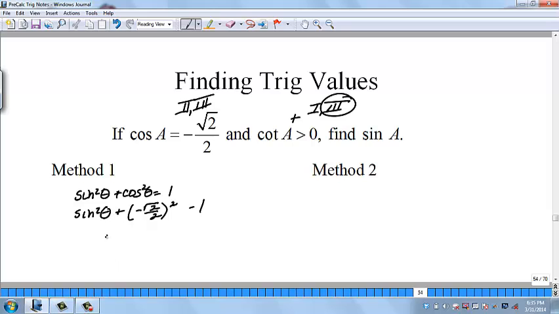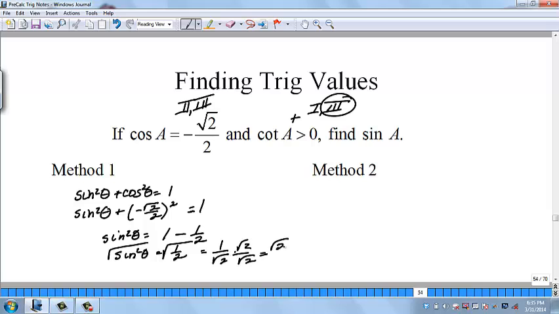Okay, so I have sine squared theta equals 1 minus negative radical 2 over 2 squared. And if I square that, it's 2 over 4, or 1 minus a half. So I have sine squared theta equals 1/2. Square root, so that's going to be 1 over radical 2, which we rationalize as radical 2 over 2, and that's what the sine is going to be. But it's plus or minus, and if it's in quadrant 3, it's going to be negative because you're in quadrant 3.